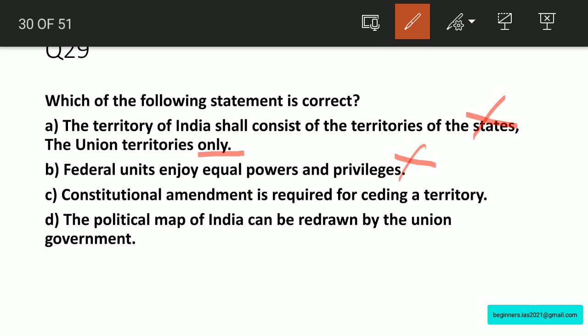What about statement number C? Yes, this statement is correct. Why? A constitutional amendment is required for ceding a territory. Yes. See, it needs a constitutional amendment for cession of a territory to a foreign nation. Therefore, this is the right answer.